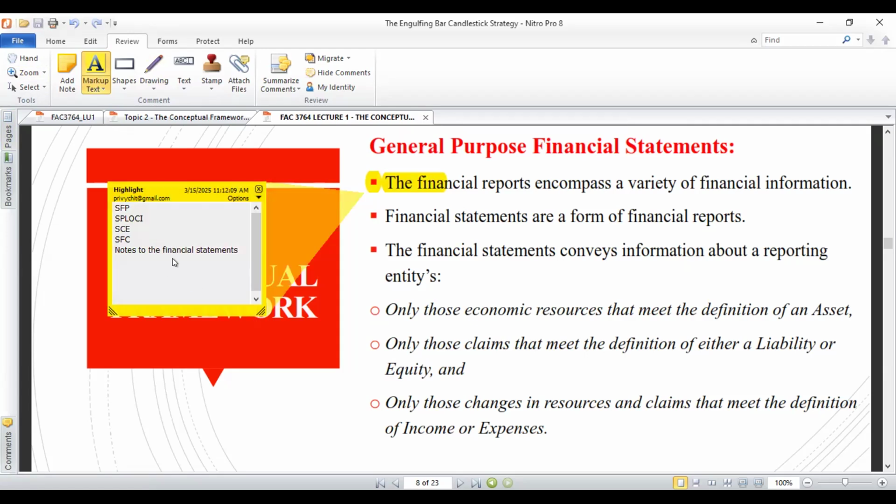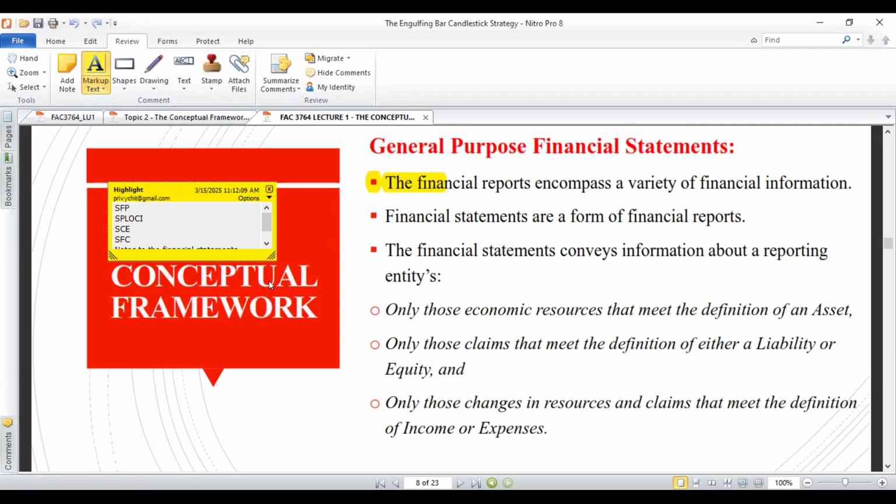Wonderful. So to go together with the notes to the financial statements, which we're going to talk about as we proceed. So these are four important sets of financial statements of note. What do you see in the statement of financial position? This is where assets are disclosed. This is where equity is disclosed. And this is also where liabilities are disclosed.